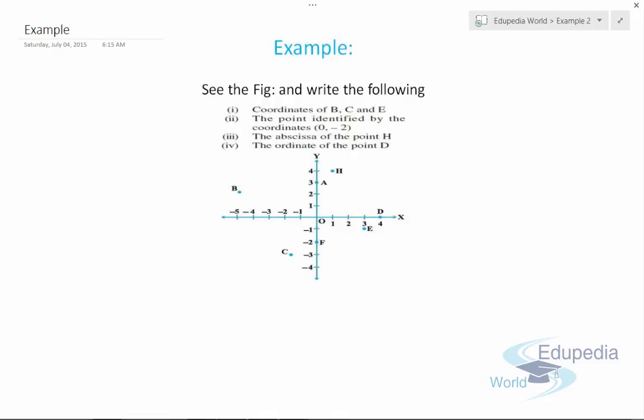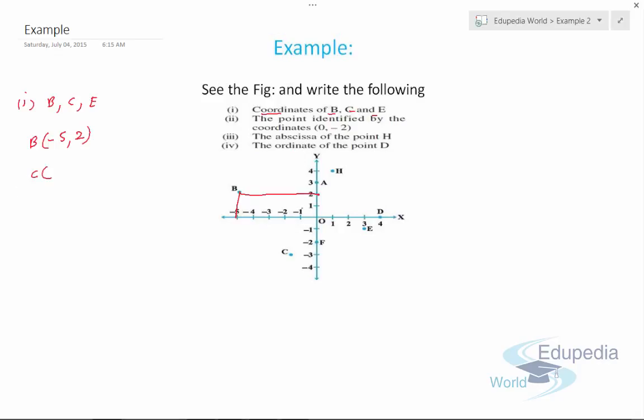Now the example says we have to answer the following parts using the diagram. We have to write the coordinates of B, C and E. So B coordinates will be, now B is here, which clearly signifies that B's x part will be -5 and y part will be 2. So the point will become (-5, 2).